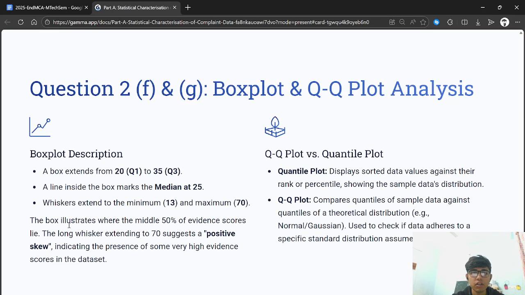The box plot looks quite similar to the quantile plot. The quantile plot displays the sorted value against the rank or percentile, showing the sample data distribution. The QQ plot compares the quantiles of sample data against the quantiles of theoretical distributions, used to check whether the data adheres to specific distributions or not, assumed under certain models. And the box plot illustrates where the middle 50% of the evidence scores lie. The long whiskers extend to 70, which suggests that a positive skew is happening, indicating the presence of some very high evidence scores in the data set.